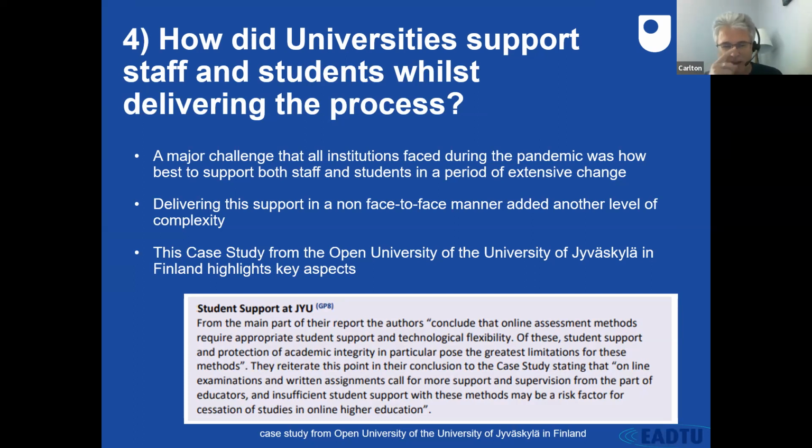So let me pull up another case study here from JYU. They conclude that online assessment methods require appropriate student support and technological flexibility. Of these, student support and protection of academic integrity in particular pose the greatest limitations for these methods. And I think that was reflected in what a lot of other people said from different institutions. Online examinations and written assignments call for more support and supervision from the part of the educators, and insufficient student support with these methods may be a risk factor for the cessation of studies in online higher education.